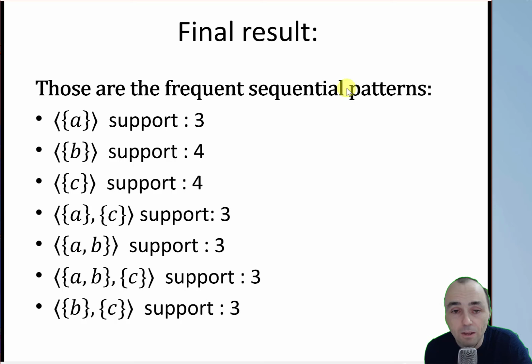Okay. So the final result, what we found in this database, is 7 frequent sequential patterns. Some subsequences appear at least 3 times. So A, B, C, A, C, A and B together followed by C, and B followed by C. So this is the final result.